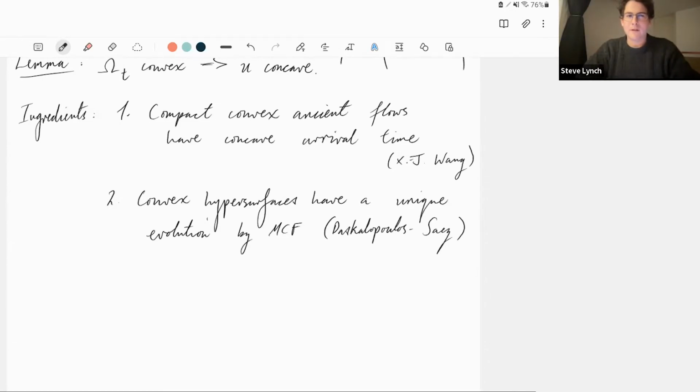So I don't know if that made sense, but the point is that with these two ingredients, you can do an approximation argument, which lets you conclude the lemma.